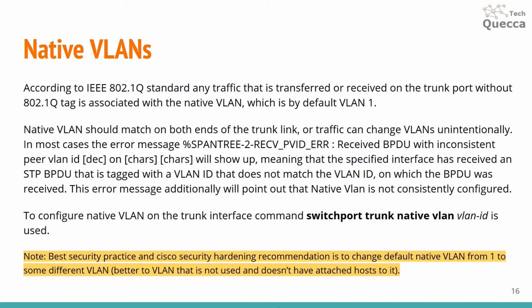This error message additionally will point out that native VLAN is not consistently configured on the trunk link. To configure a native VLAN on the trunk interface, the command switchport trunk native vlan ID is used. And note that best security practice and Cisco security hardening recommendation is to change the default native VLAN from 1 to some different VLAN, better to a VLAN that is not used and doesn't have attached hosts to it.